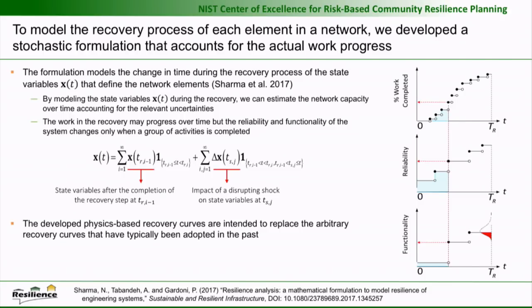To model the recovery process of each element in a network, we develop a stochastic formulation that accounts for the actual work progress. The formulation models the change in time during the recovery process of the state variables X that define the network elements. By modeling the state variables X during the recovery, we can estimate the network capacity over time, accounting for the relevant uncertainties. The developed physics-based recovery curves are intended to replace the arbitrary recovery curves that have typically been adopted in the past.